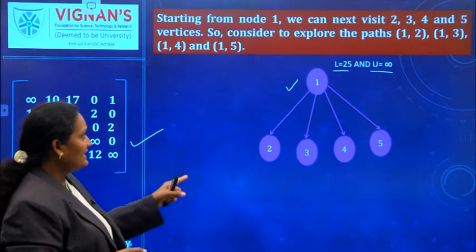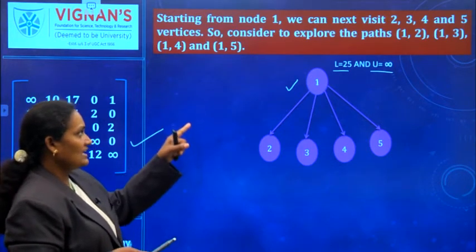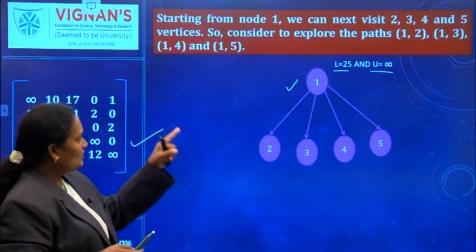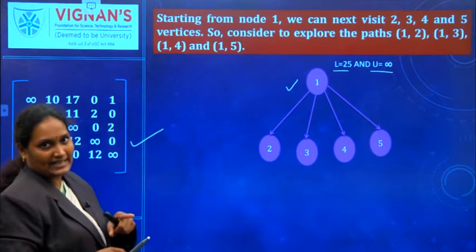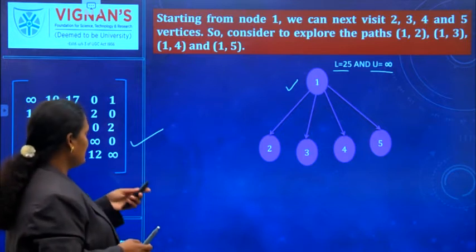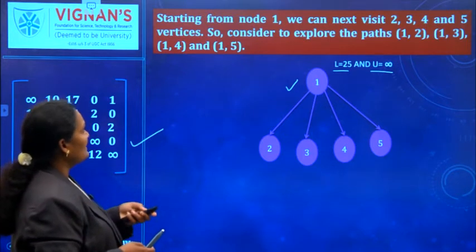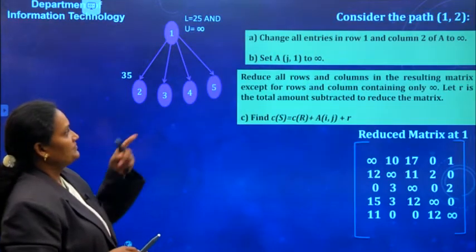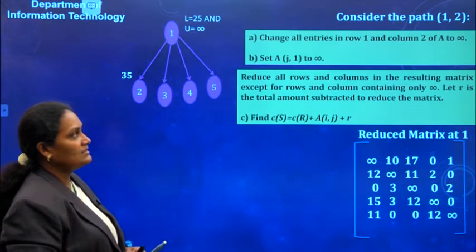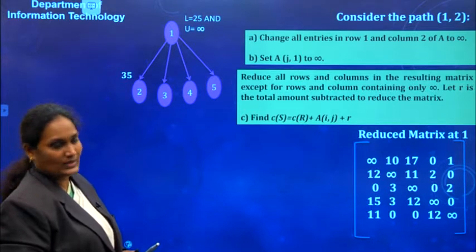So we need to find the path 1 to 2. What is the cost of traveling path 1 to 2? What is the cost of traveling 1 to 3, 1 to 4, 1 to 5? That we need to find. Okay, now let us see the process, how we are finding these values. First we are considering the path 1, 2.